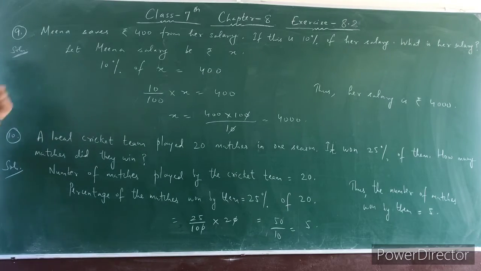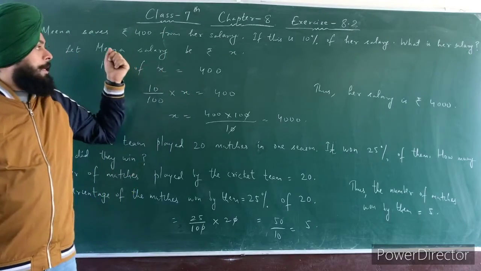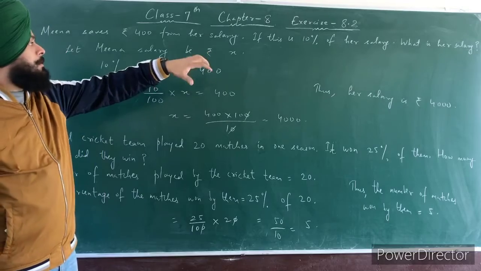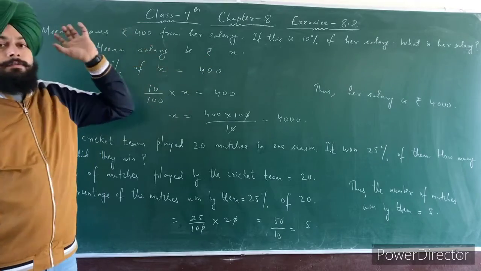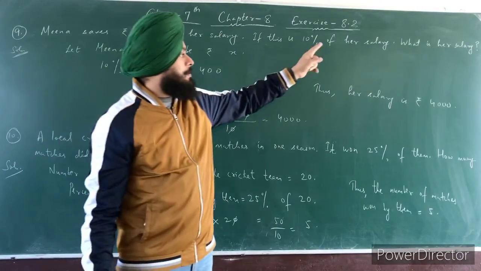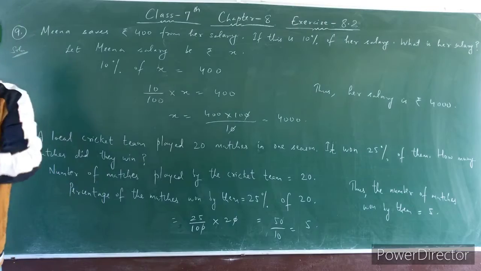The question is, Meena saved rupees 400 from her salary. If this is 10% of her salary, it means 10% of what? The money which Meena saved, that is 400, is 10% of her salary. What is her salary? What is the actual salary of Meena?